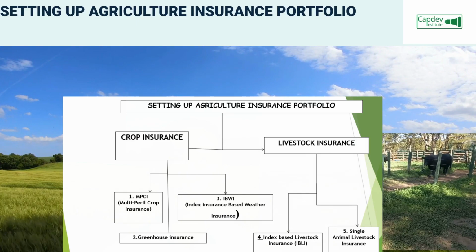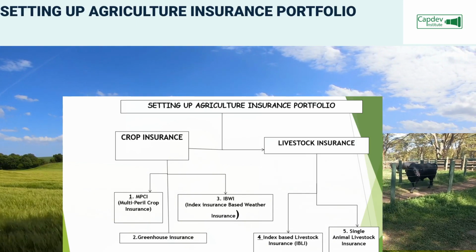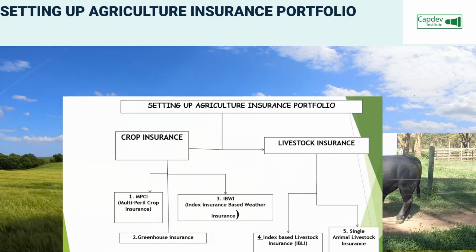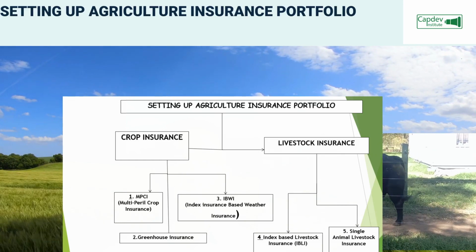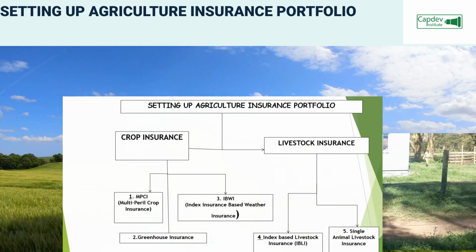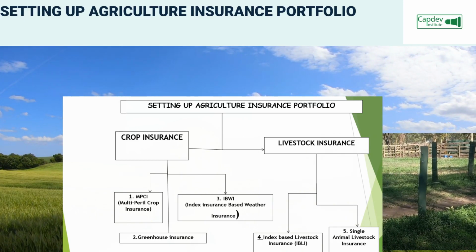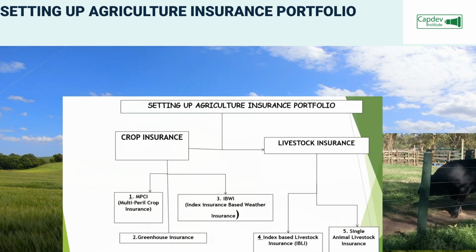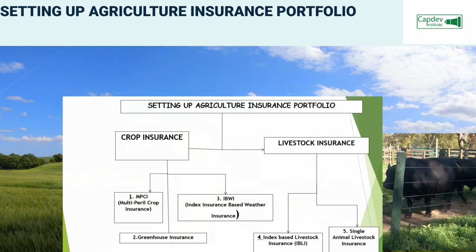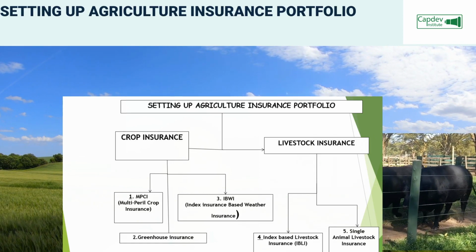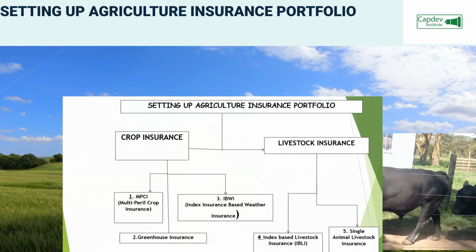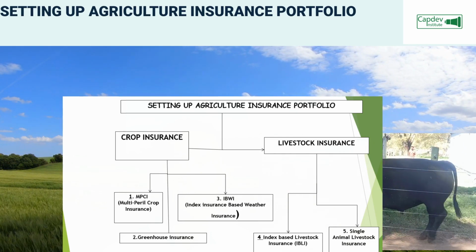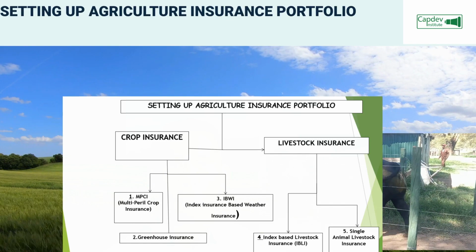Weather index insurance. This insurance covers losses due to deviations from the expected weather conditions. It is typically based on the historical weather data for the area and can be used to protect against weather-related losses. Area yield index insurance. This type of insurance provides protection against losses due to deviations from historical yield averages. It is typically based on the historical yield data for the area and can be used to protect against crop yield-related losses. Under the livestock insurance line, you can set single animal livestock insurance and index-based livestock insurance.